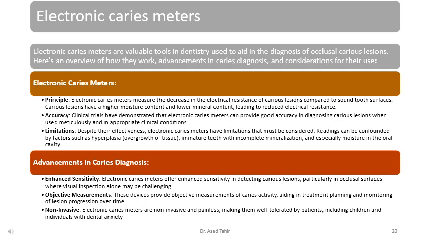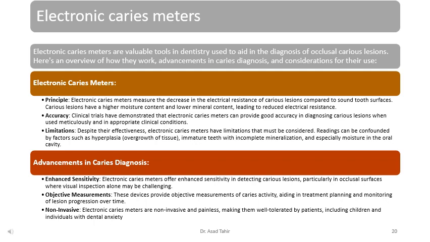Principle: electronic caries meters measure the decrease in the electrical resistance of carious lesions compared to sound tooth surfaces. Carious lesions have a higher moisture content and lower mineral content, leading to reduced electrical resistance. Accuracy: clinical trials have demonstrated that electronic caries meters can provide good accuracy in diagnosing carious lesions when used meticulously and in appropriate clinical conditions.